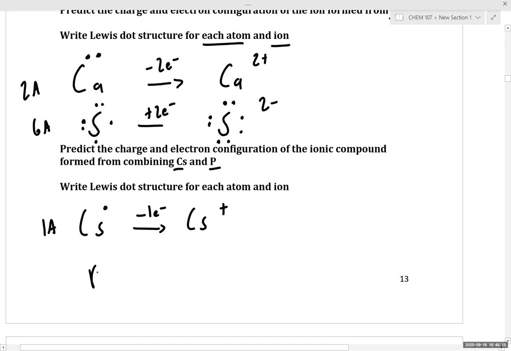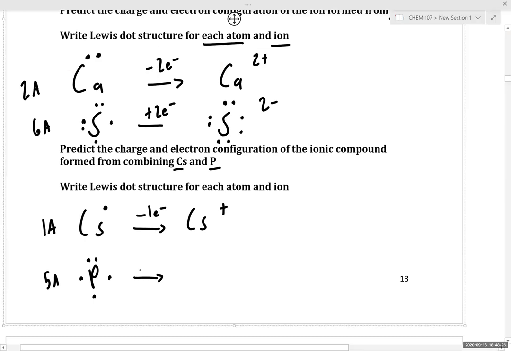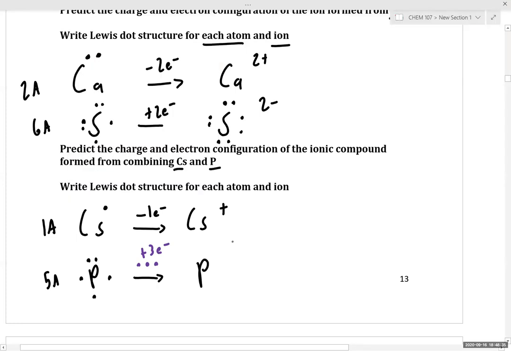Phosphorus is a 5A element, so it has 5 valence electrons. In order to complete the octet, we need to add 1, 2, 3 electrons. And that in turn gives us phosphorus 3 minus.